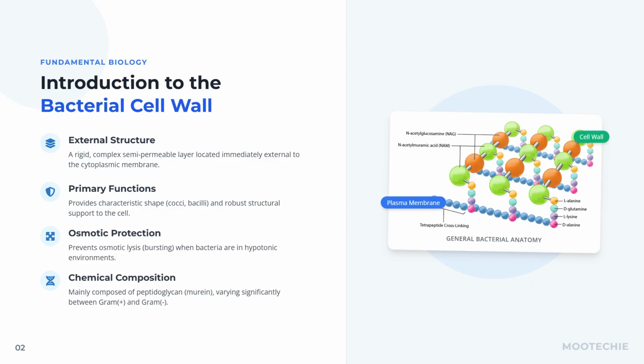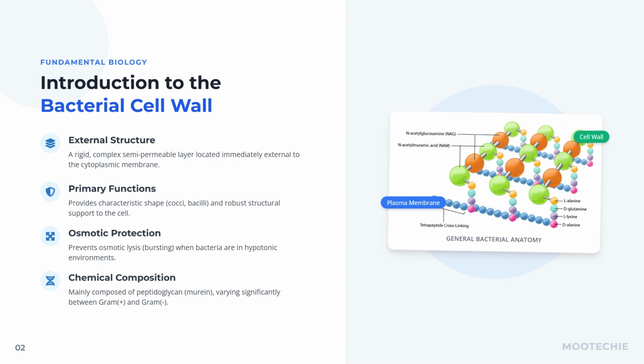External structure. A rigid, complex, semi-permeable layer located immediately external to the cytoplasmic membrane. Think of this as the bacterium's exoskeleton, sitting right outside its delicate inner cell membrane. It's a crucial interface with the outside world.